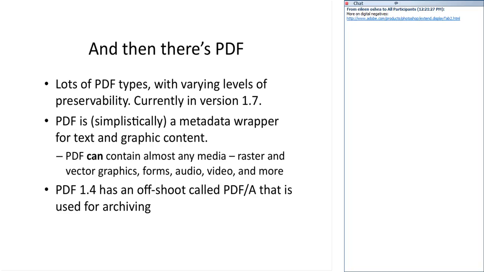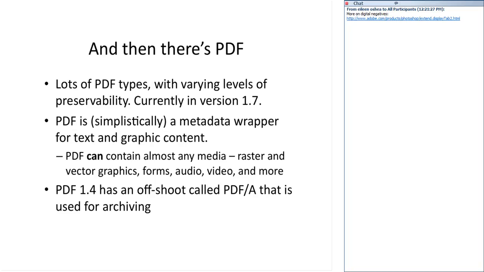And then the other format where you probably encounter images a lot that's worth talking about is PDF. There are lots of PDF types, and these each have varying levels of preservability. PDF is currently at version 1.7, and a simple way to think about PDF is as a metadata wrapper for text and graphic content. So a PDF file can contain almost any media.